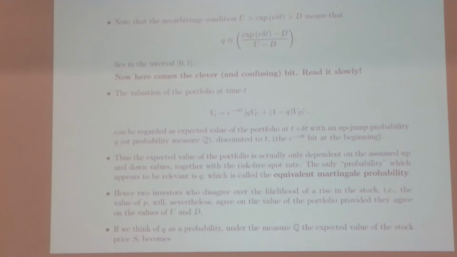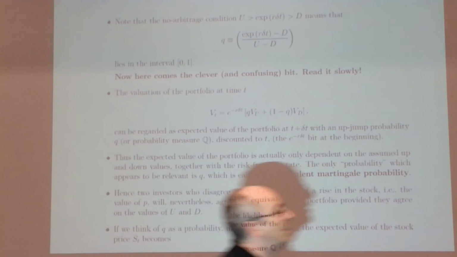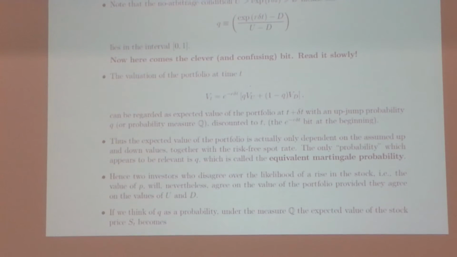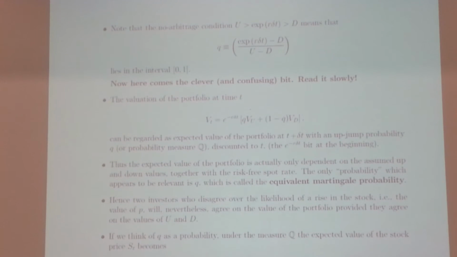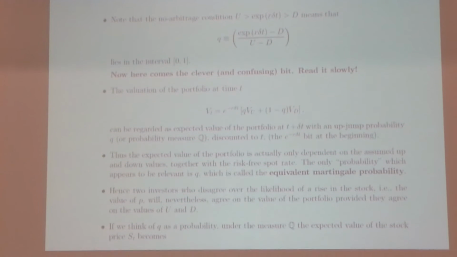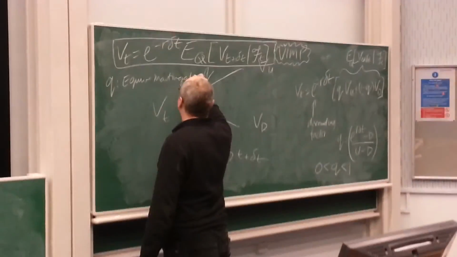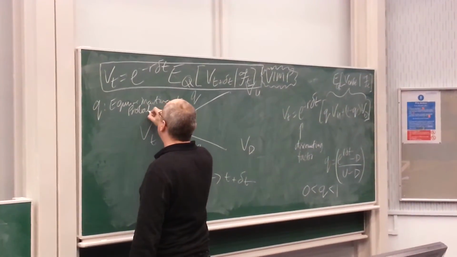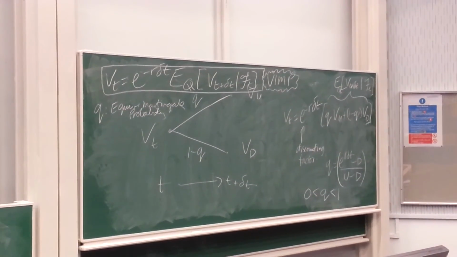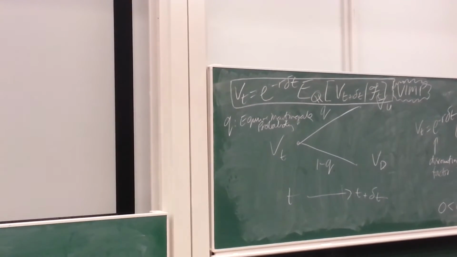But at the end of the day, the replicating portfolio doesn't give two hoots about the real world probability, because it works on this Q probability. This Q probability is called the equivalent martingale probability. Or, as we'll see in a minute, it's called a risk-neutral probability measure.